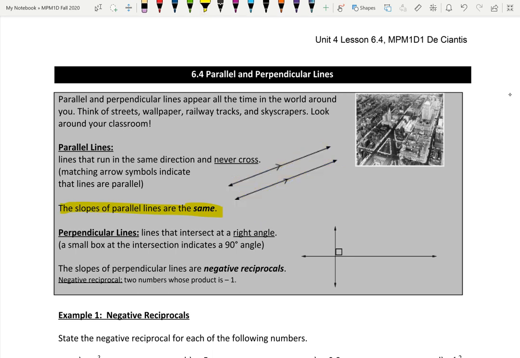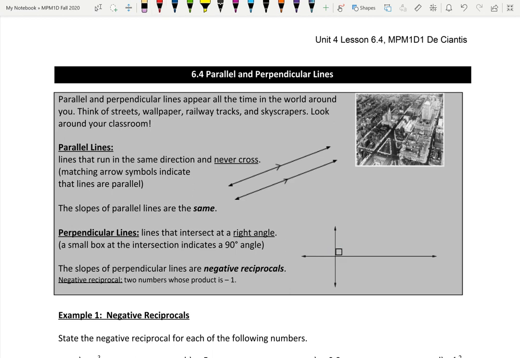Parallel lines, which we indicate with these arrows, never meet, which means that when, let's say, the top line rises 1 and runs 3, the bottom line also rises 1 and runs 3. The slope is always the same, and that's why they never meet. Perpendicular lines are lines that intersect at a 90-degree angle, which we indicate with this little box at the intersection.